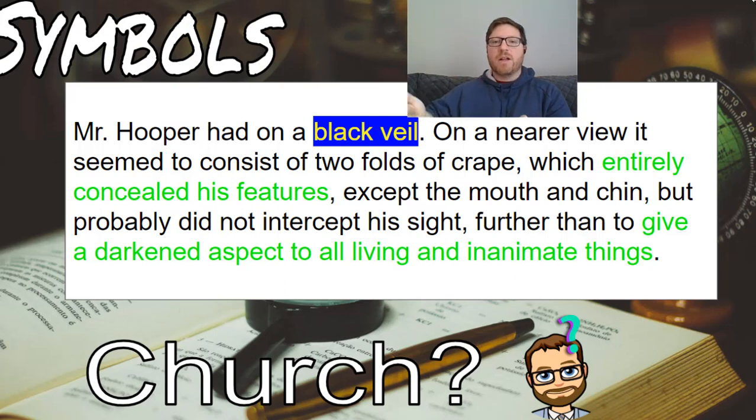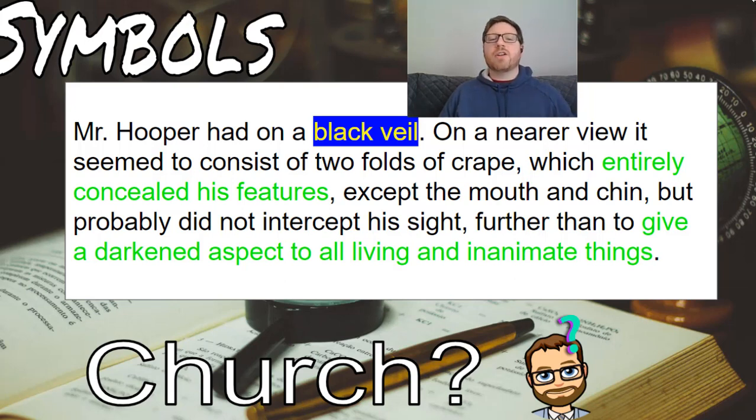Now, to me, what I did here is I picked out this word, this symbol, black veil, because it is carried on throughout the entire text. It's what the whole story is focused on. It's what the title is. So the narrator and even the author, Mr. Hawthorne here, told us that this Mr. Hooper was wearing a black veil and that it was going to be important, and everybody's responding to it. So I know that's a clear symbol.